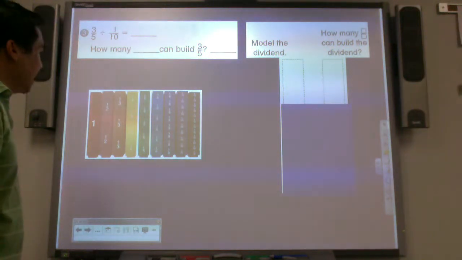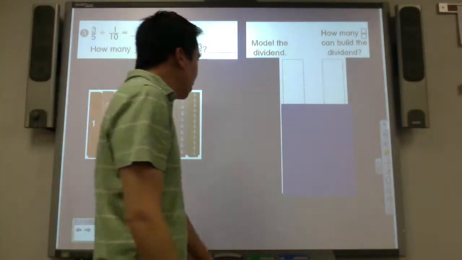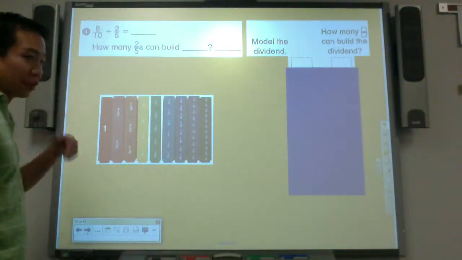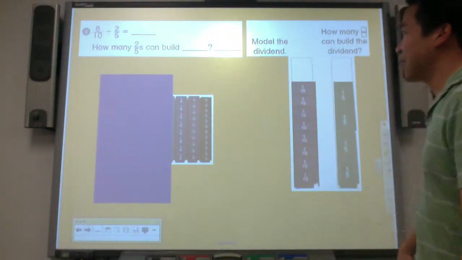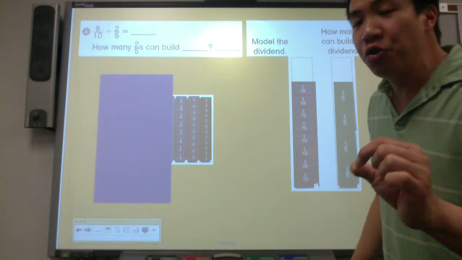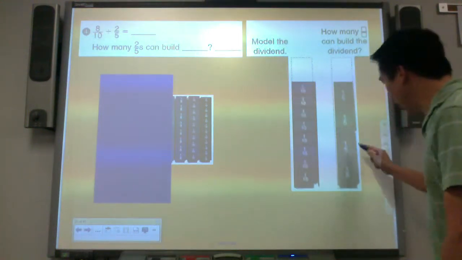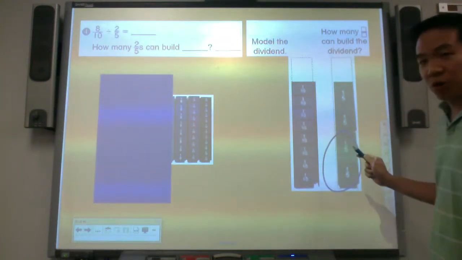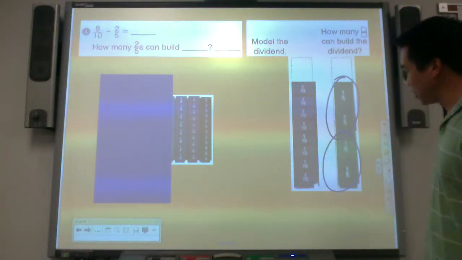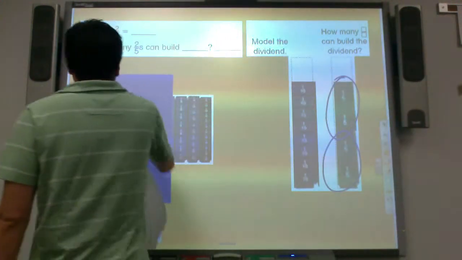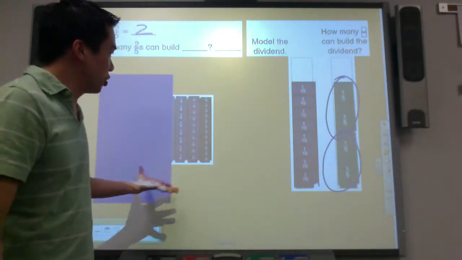Let's just do one more modeling, and the rest I'm going to start doing procedurally. Let's skip to this one, it's a little tougher. We have 8/10. How many groups of 2/5, not 1/5, 2/5 go into 8/10? This is a 2/5, because 1/5 plus 1/5 is 2/5. Here's another 2/5. How many groups of 2/5 go into 8/10? Two groups.